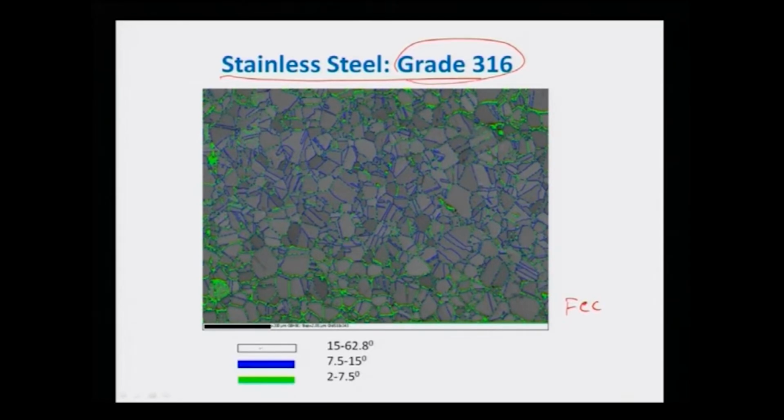So, if the grain boundary is white, then it is a high angle grain boundary, where the misorientation will be 15 to 62.8 degrees, that is the definition. And if the grain boundary is shown in blue color, of which a large number are present, the misorientation angle between the grains is 7.5 to 15 degrees, and if it is in green color, it is even less than 7.5 degrees. So, as you can see, there are a large number of grains having less than 7.5 degree orientation differences. That clearly tells us there is a certain kind of texture.